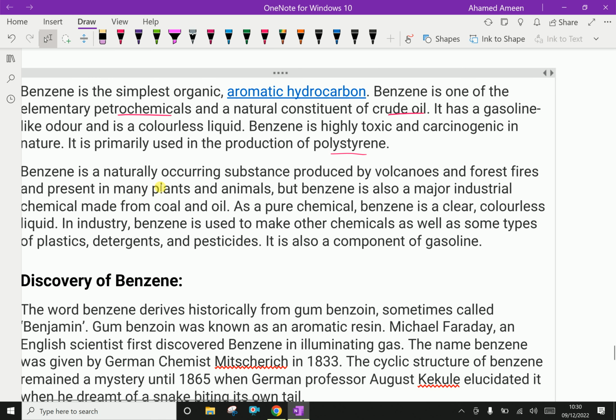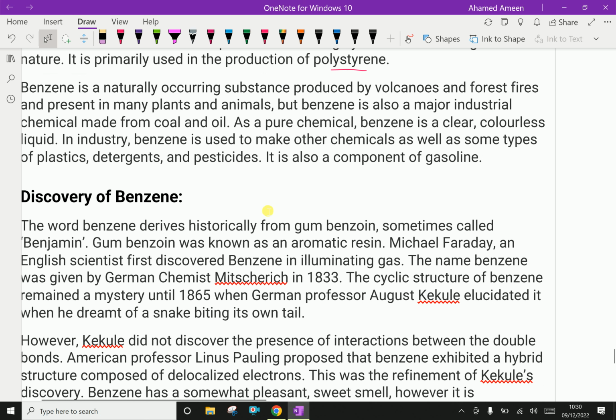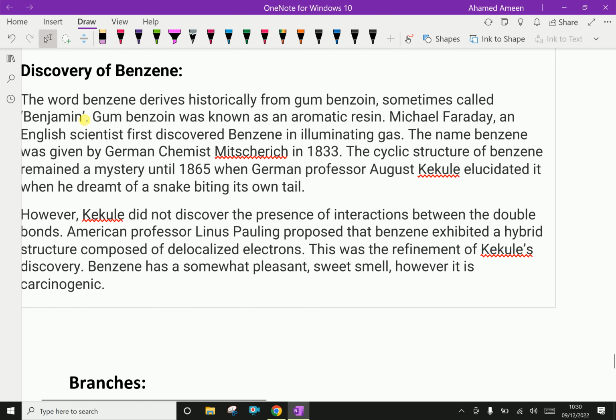Next, benzene is a naturally occurring substance produced by volcanoes and forest fires and present in many plants and animals. Discovery of benzene: the word benzene derives historically from gum benzoin, sometimes called benjamin. Gum benzoin was known as an aromatic resin. Michael Faraday, an English scientist, first discovered benzene in illuminating gas.